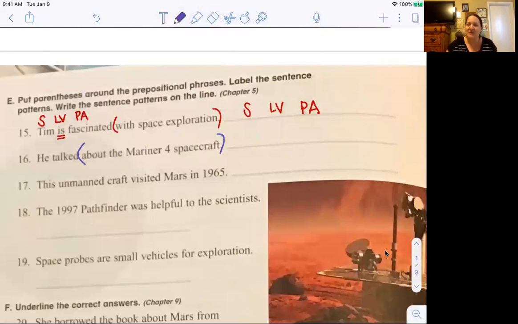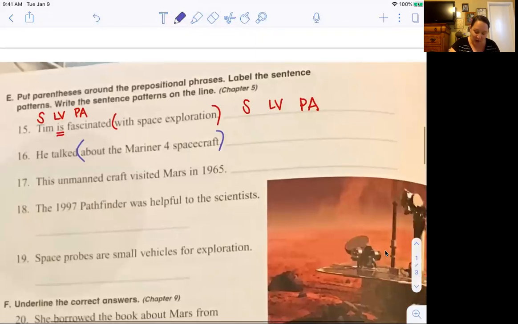It's a long prepositional phrase, so it doesn't always have to be just 3 words. Don't get fixated on that. Most prepositional phrases are only 3 words, but in this case, it's 4 or 5 words, right? He talked. What's your predicate? Your verb, talked. Good. Who talked? He talked. With no linking verb, it's an action verb, so your sentence pattern is subject, verb. That's it. Number 17, this unmanned craft visited Mars in 1965.